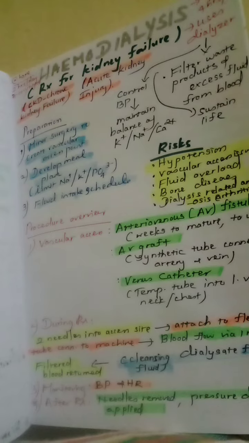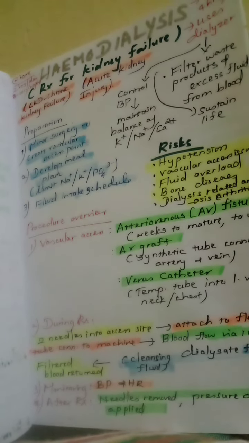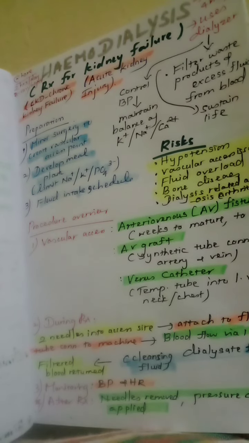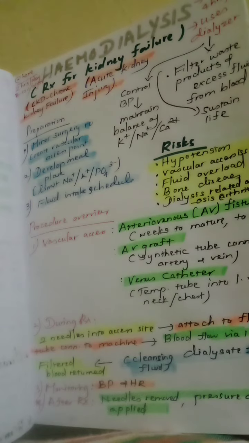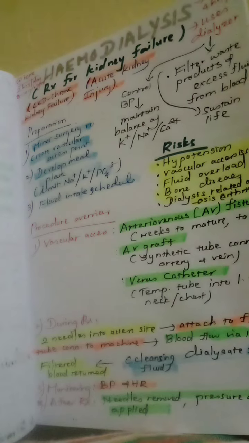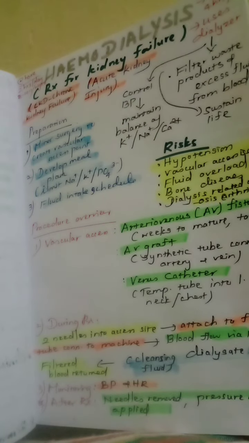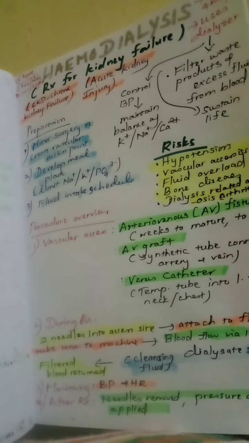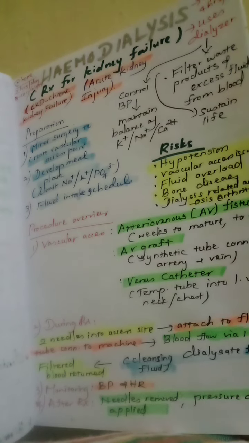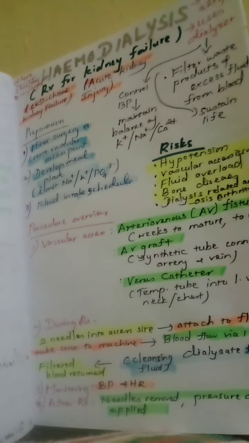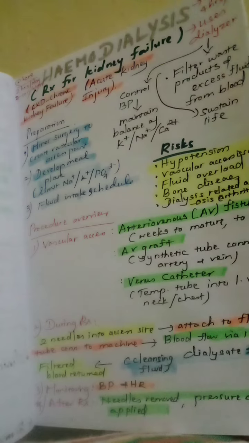During this treatment, two needles are inserted into the access site and a flexible tube is connected to the machine. Blood flows via the needle and through the dialysate, that is the cleansing fluid, which flows in the opposite direction. The blood is filtered and the filtered blood is returned. Throughout this procedure, blood pressure and heart rate are monitored, and as the technique is completed, needles are removed and the pressure dressing is applied.